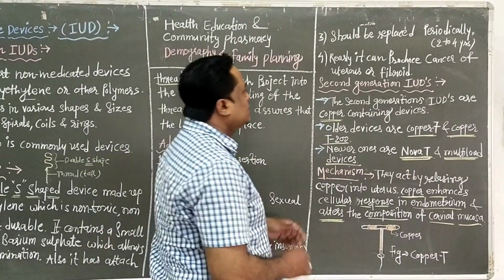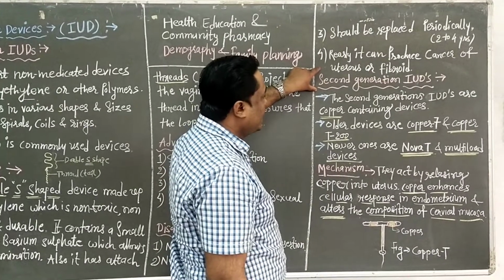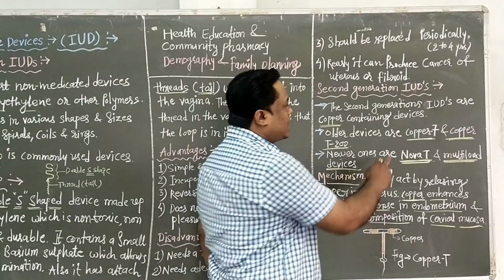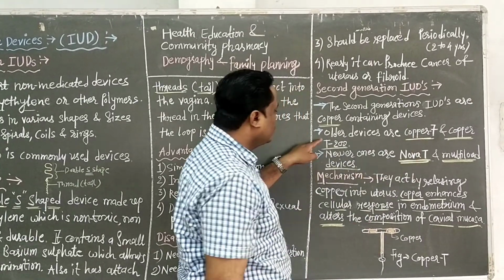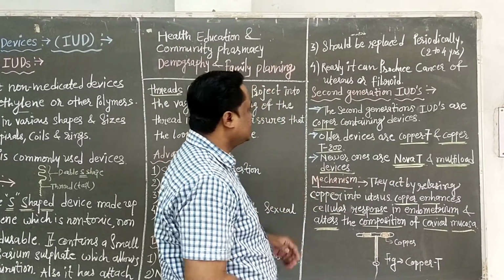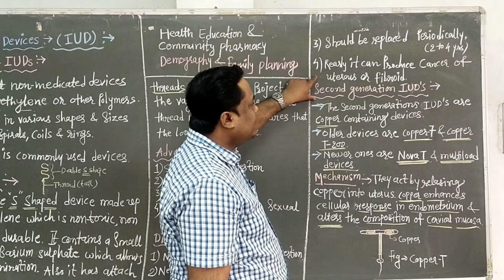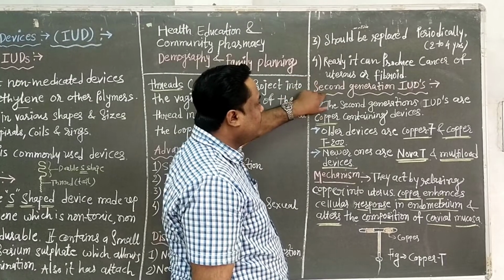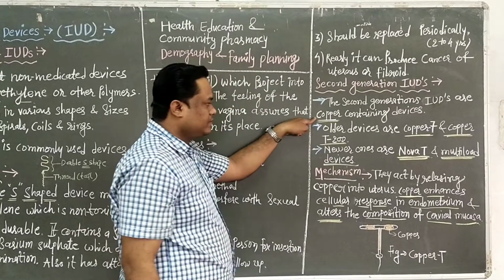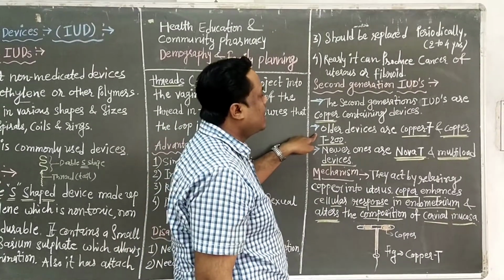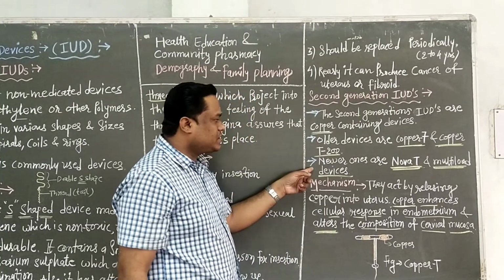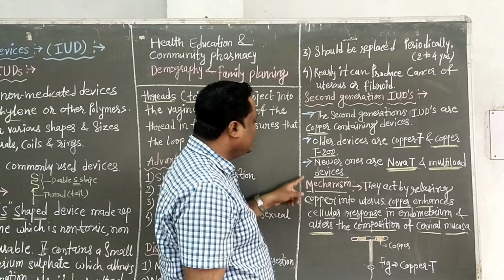Then we have to see the second generation IUDs. The examples of second generation IUDs are the older devices, called Copper 7 and Copper T200, and the newer devices, Nova T and Multiload devices. The second generation IUDs are copper containing devices. The older devices are, for example, Copper 7 and Copper T200, and the newer devices are Nova T and Multiload devices.